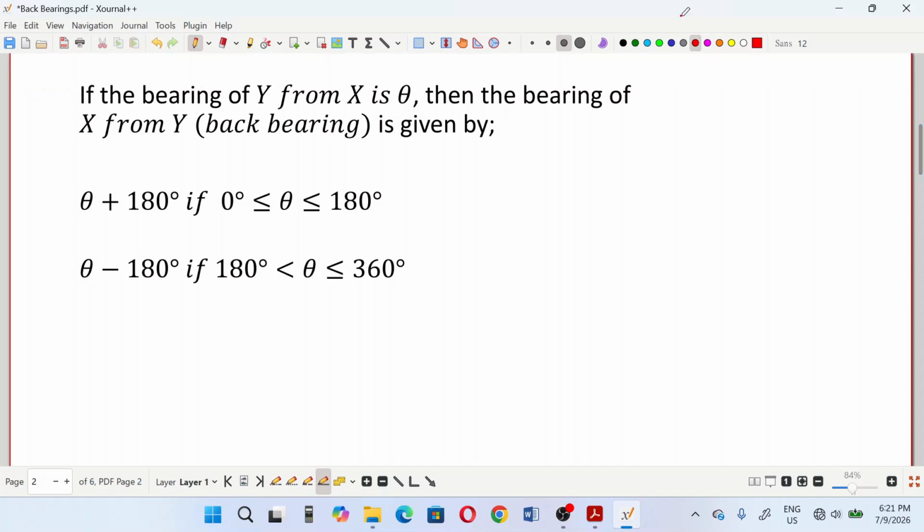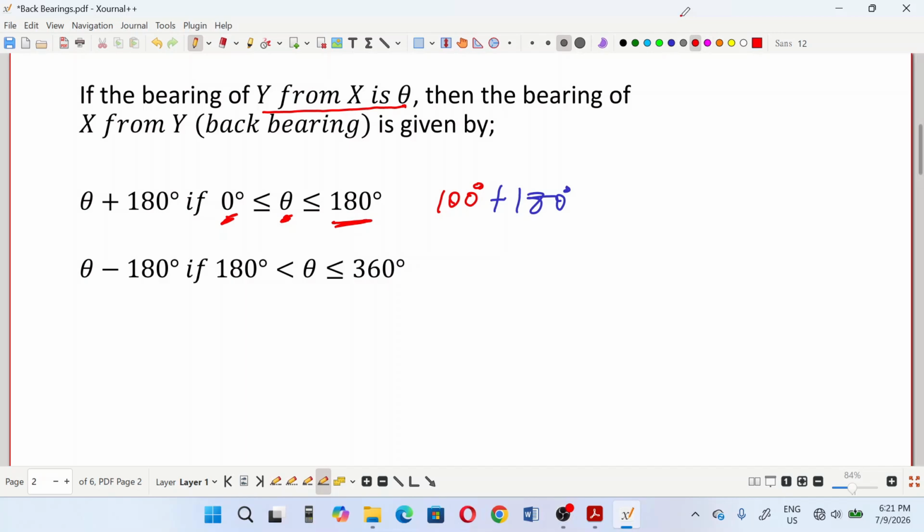So let's see, this is a condition that has been given. If the bearing of y from x is theta, as it was stated in the definition, then the back bearing, which is x from y, is given by theta plus 180 degrees, if and only if the theta that was given is greater than 0 but less than or equal to 180. So supposing the theta that was given was, say, 100 degrees. It's less than 180. So if you want to find the back bearing, you're just going to say 100 plus 180. And that's going to be the back bearing.